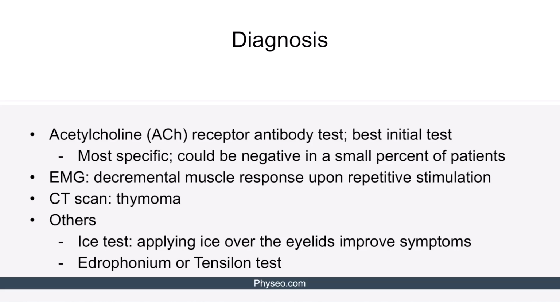All right, moving on to diagnosis. The best initial test for myasthenia gravis is the acetylcholine receptor antibody test. It's the most specific, but keep in mind that it still could be negative in a small percentage of patients.